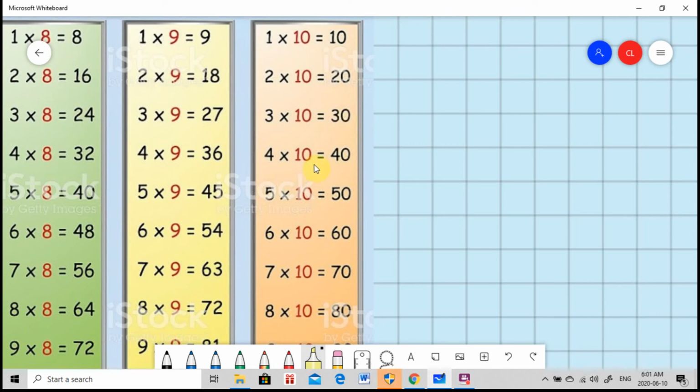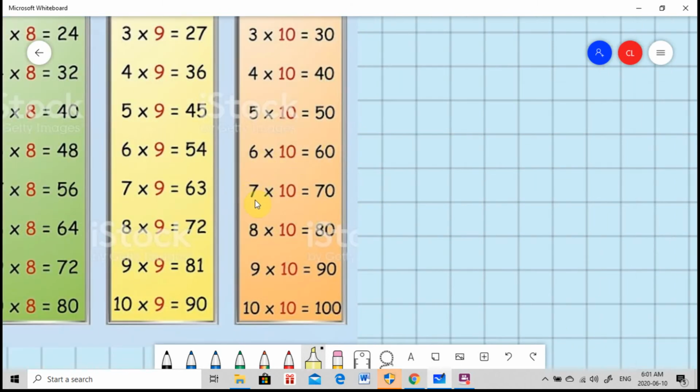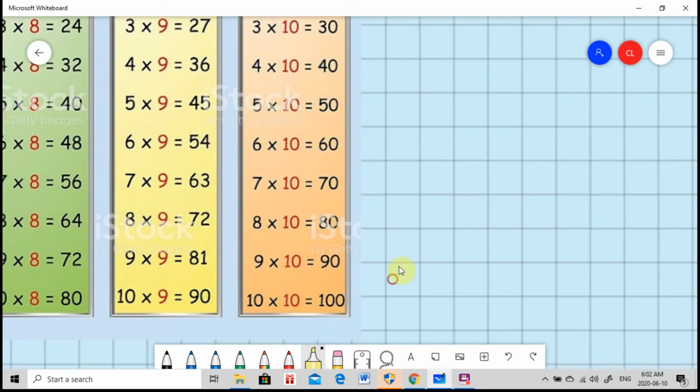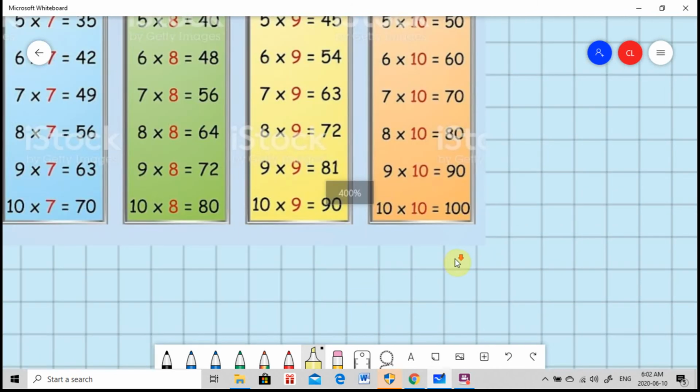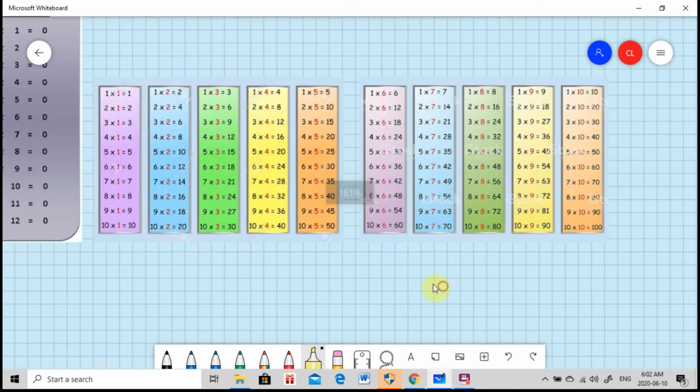If it's 4, you just add a 0 next to it. 5, a 0 next to it. 6, a 0 next to it. 7, a 0 next to it. 8 times 10, just put a 0 next to it. 9 times 10, put a 0 next to it. 10 times 10, first you write down the 10, then after you multiply by 10, you put a 0 next to it, so you have 100. This is the pattern that you need to know.